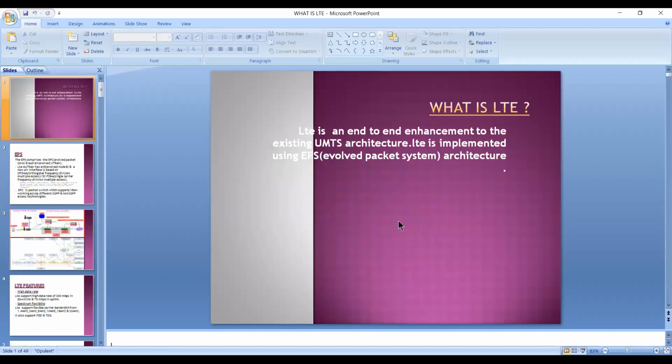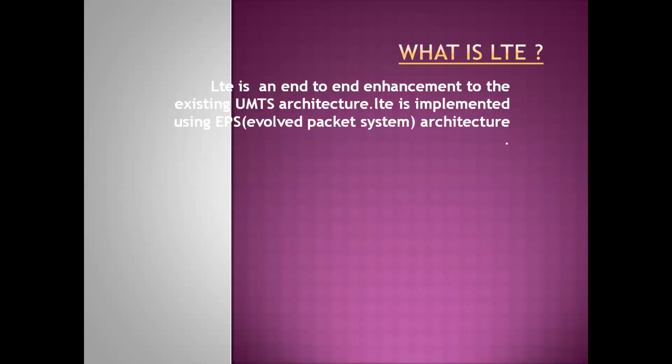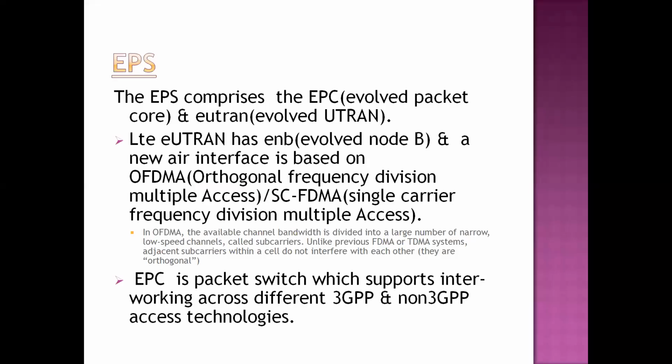Let's come to the LTE part. This is our first class. What we are going to learn. As you know, LTE is the enhancement of UMTS. So the throughput is better in LTE compared to UMTS, as well as there are so many other features. LTE comprises of EPC and E-UTRAN, two entities.